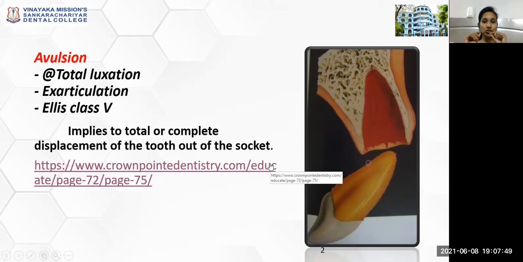In general, the tooth is held in the socket by the periodontal ligament fibers. When there is an injury to the periodontal ligament, then it goes for avulsion. When there is a blow, a hit which causes injury to the periodontal ligament, then the tooth becomes mobile and it pops out of the socket. This is called avulsion. I have a video for you to show how an avulsion occurs.